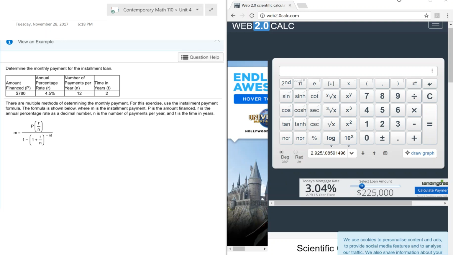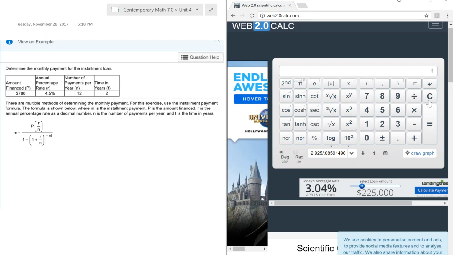Here's an example to show how to work out the monthly payment installment loan formula using the Web 2.0 online scientific calculator. First, go to the website web2.0calc.com, or you can just search for Web 2.0 calculator. This is the scientific calculator template.